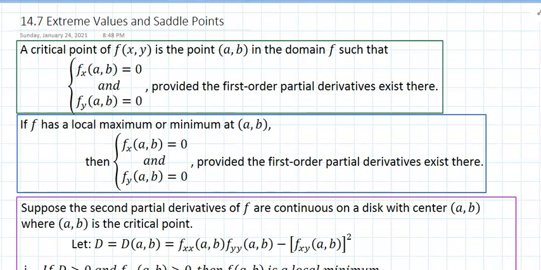14.7 talks about extreme values and saddle points. Saddle points are not a maximum nor a minimum. You don't need the graph to figure that out. We're going to figure that out algebraically. Extreme values mean maximums and minimums.